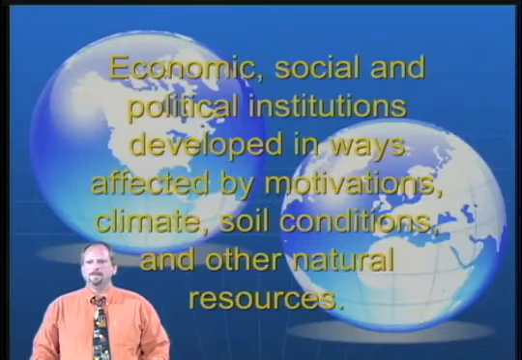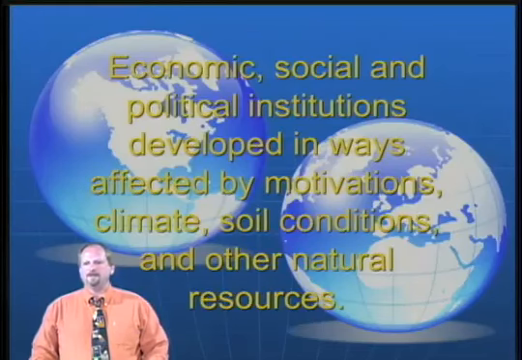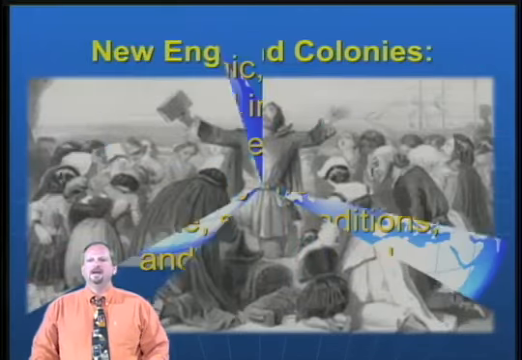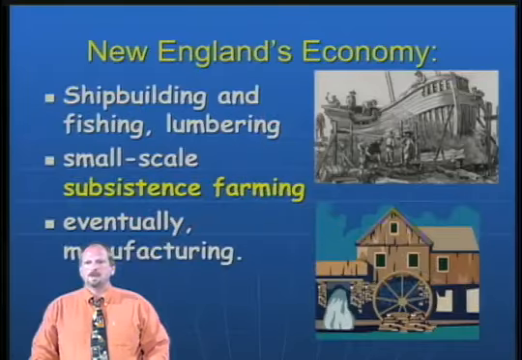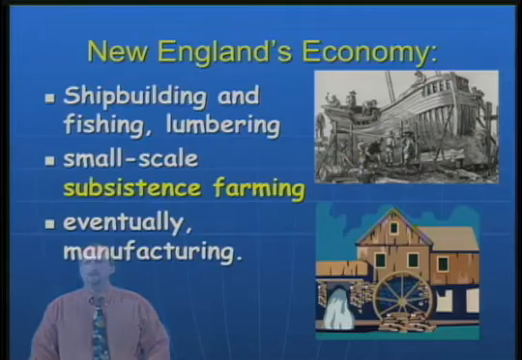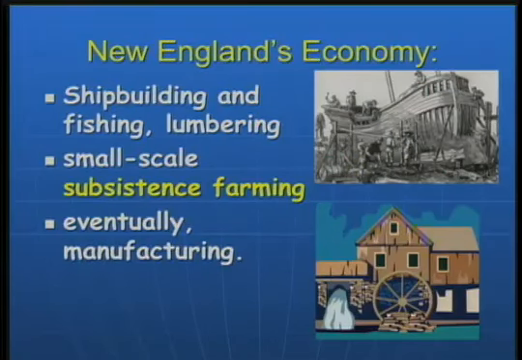Economic, social, and political institutions developed in ways that were affected by climate, the soil conditions, and other natural resources. We'll start by looking at the New England colonies. New England was dominated by shipbuilding, fishing, and lumbering. This makes a lot of sense because they had a lot of lumber there, a long coastline for fishing, and of course a great place to build ships.